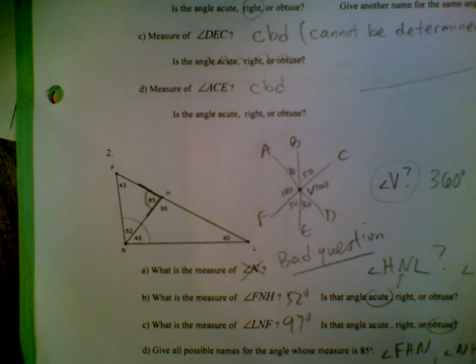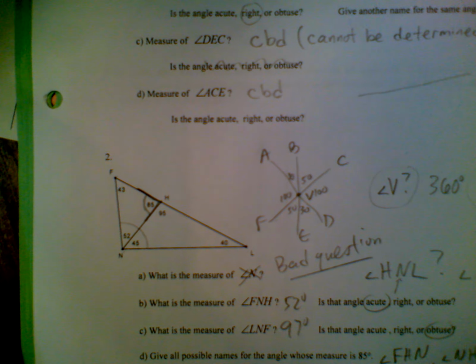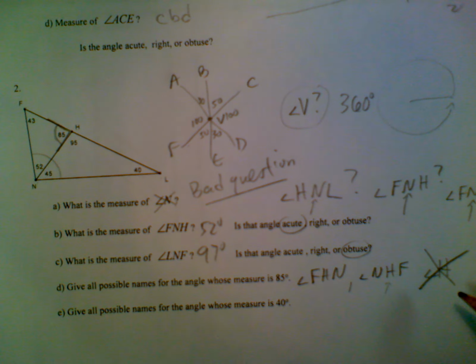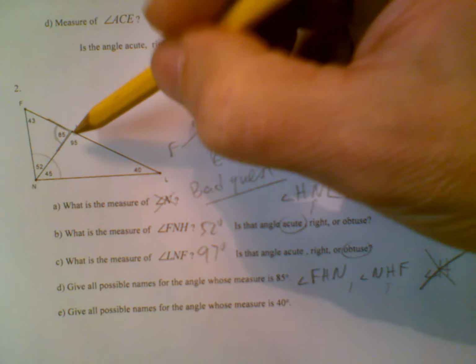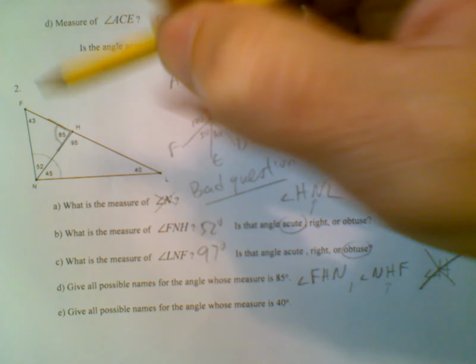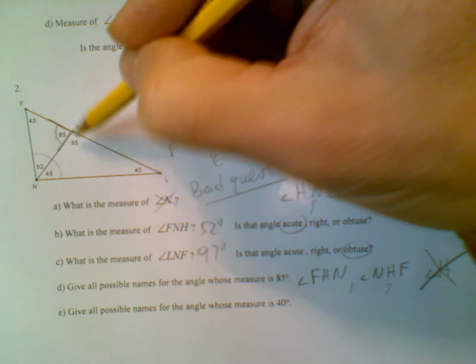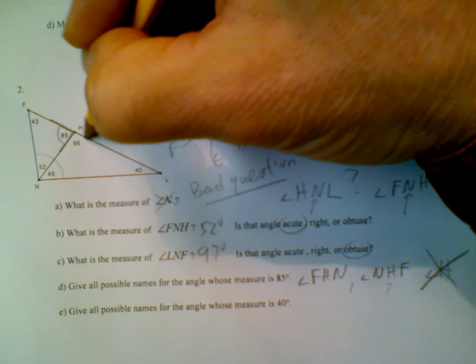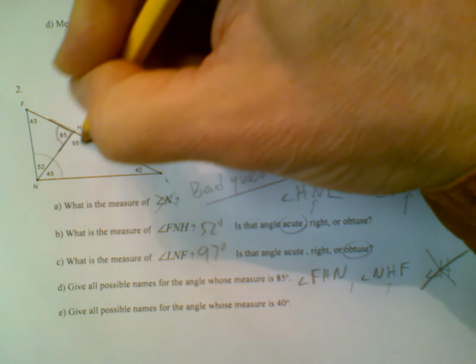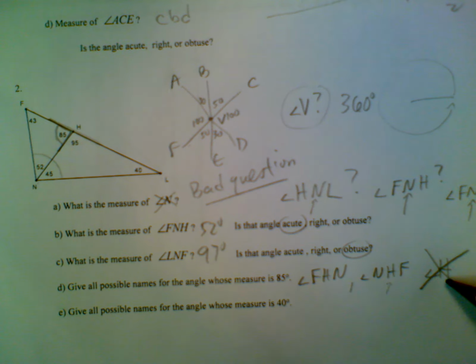But you cannot, absolutely not, call it angle H. You can't call it angle H because there are two completely different angles at point H. In fact, there are three completely different angles. There's this 85-degree angle, this 95-degree angle, and then this angle, which is a straight line, but you can think of it as an angle of 180 degrees. So this is not a good name for that 85-degree angle.